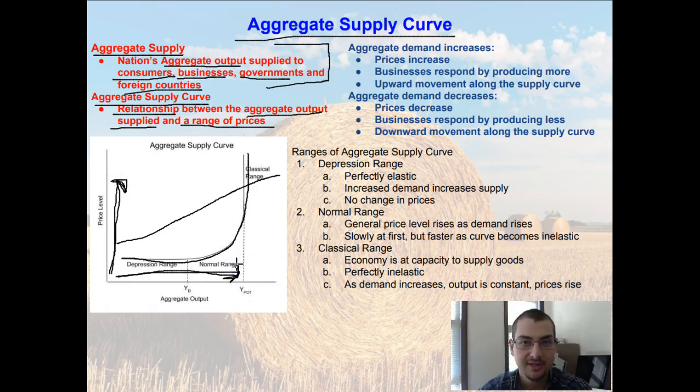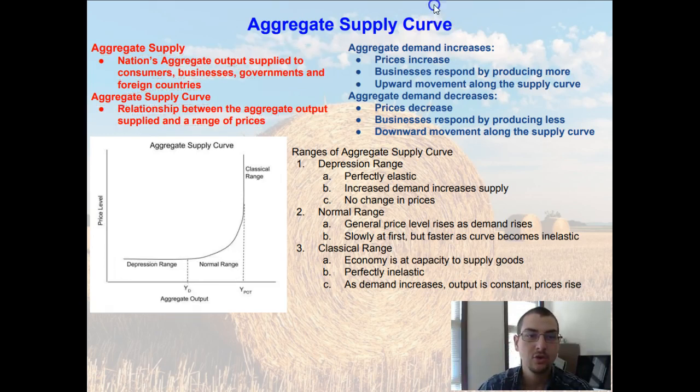And yes, on a micro sense, on an individual business sense, that makes sense. But even for the whole nation, as people are willing to pay more, people are willing to work more, and they're willing to come up with more innovations and spend a little extra money in order to produce more, because that increase in price offsets an increase in cost.